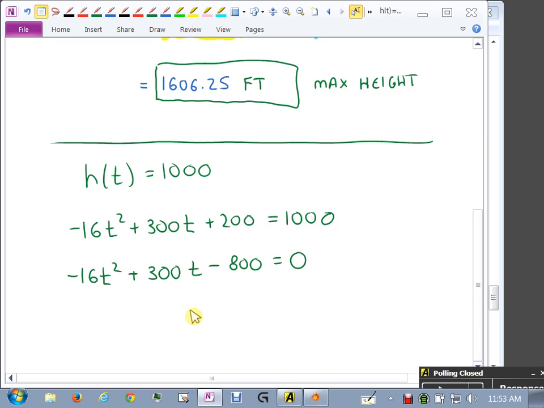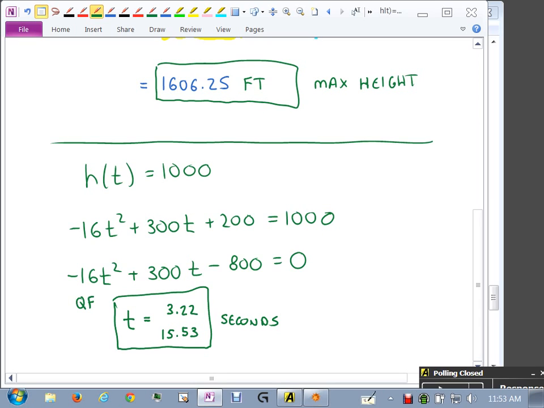But I will tell you what the answers should be. You should get two answers. And remember, they're not x's, they're t equals, from the quadratic formula. You should get 3.22 and 15.53. And that's measured in seconds.